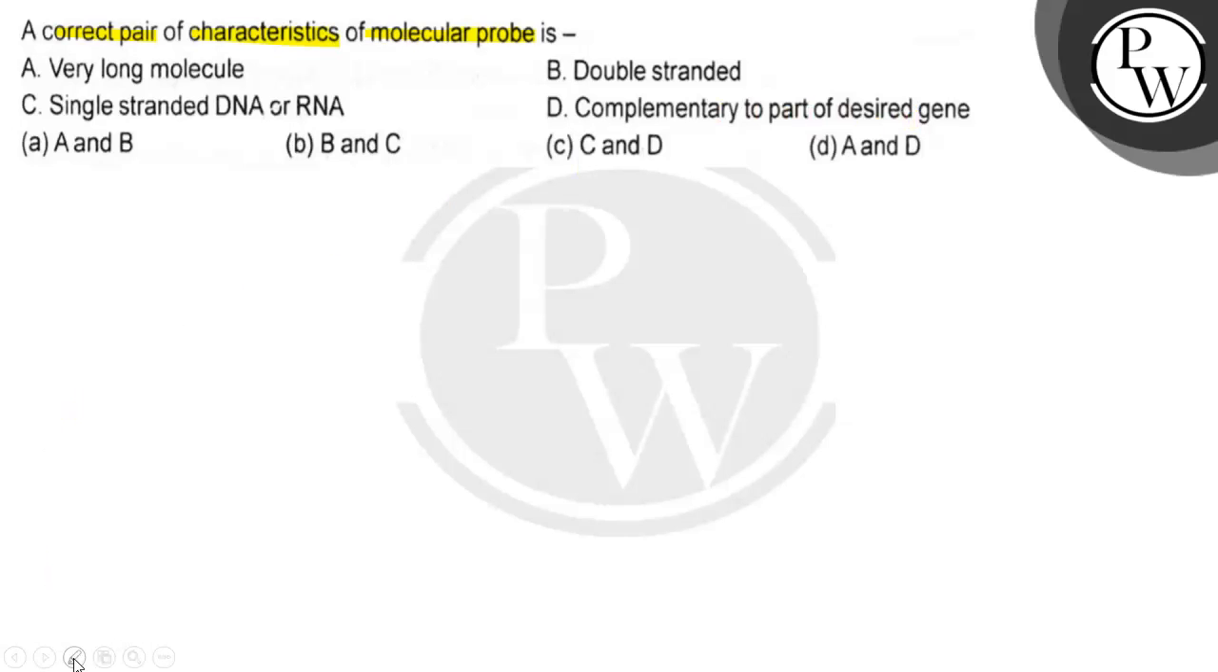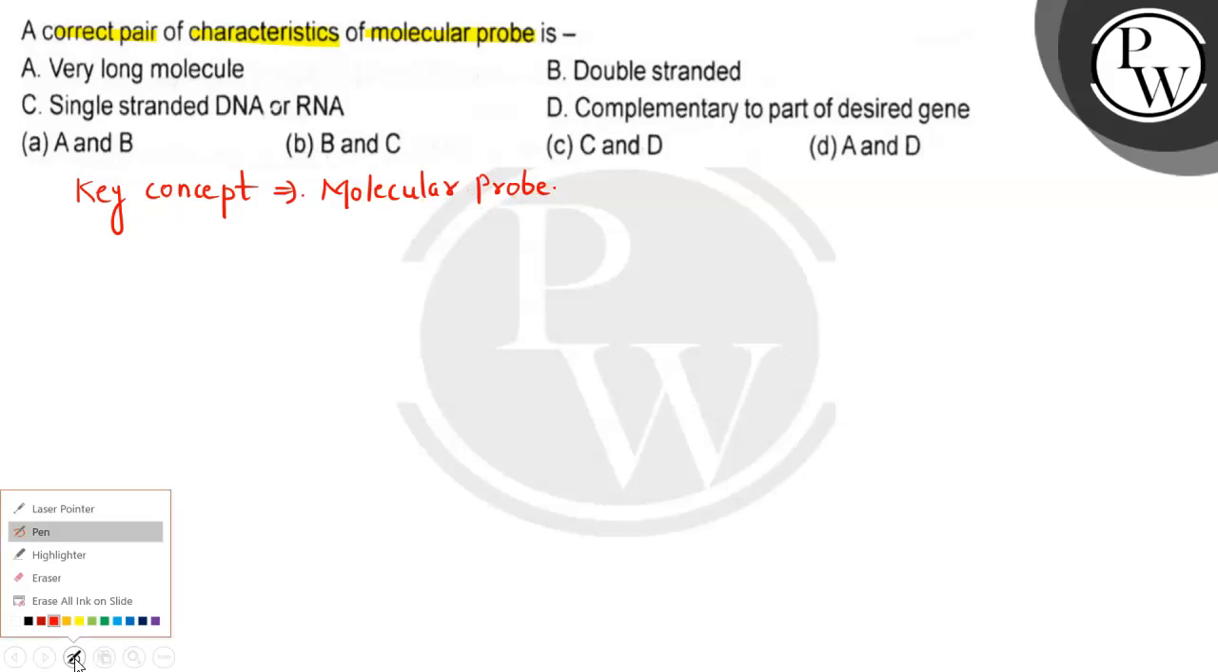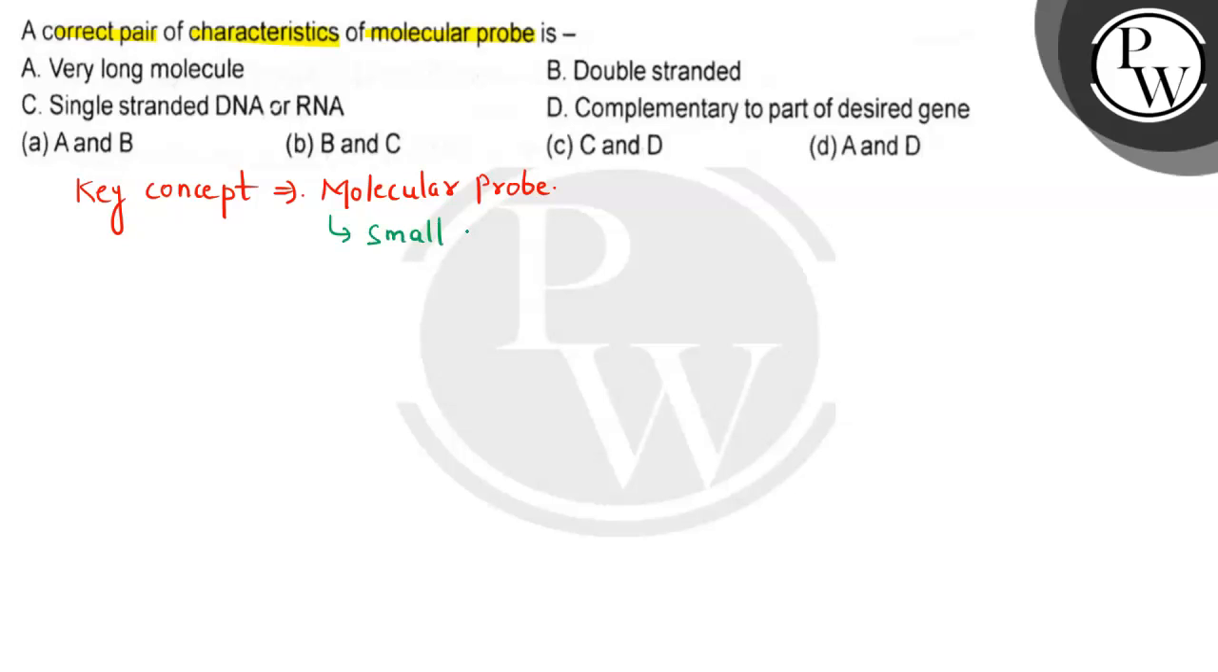तो चलिए सबसे पहले बात करते हैं what is the key concept that we have to use in this question. We can say that the key concept that we will be using in this question will be the molecular probe. तो molecular probe exactly होता क्या है पहले ये डिस्कस कर लेते हैं. Whenever we talk about a molecular probe, then we can say that it is a small single stranded DNA or the RNA molecule. Okay, so it is a small single stranded nucleic acid, or we can say it could be either a DNA or the RNA molecule.